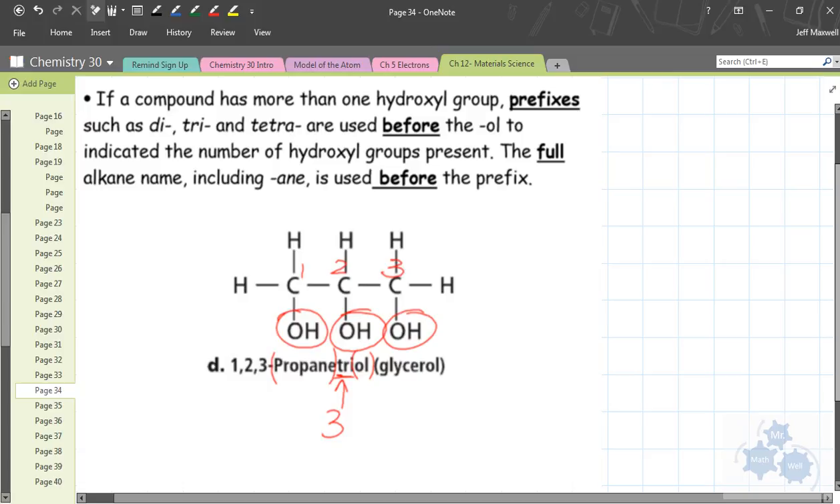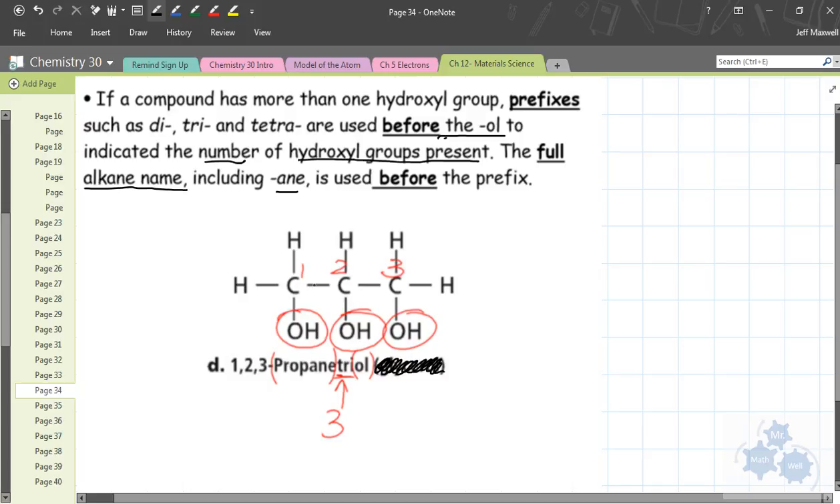This is a bit different with the alcohols. So prefixes go before the -ol, okay, before the -ol in the name, and that indicates the number of hydroxyl groups present. The full alkane name, including the a and e at the end, is used before the prefix. So a few complicated rules here, but let me go over this example with you.